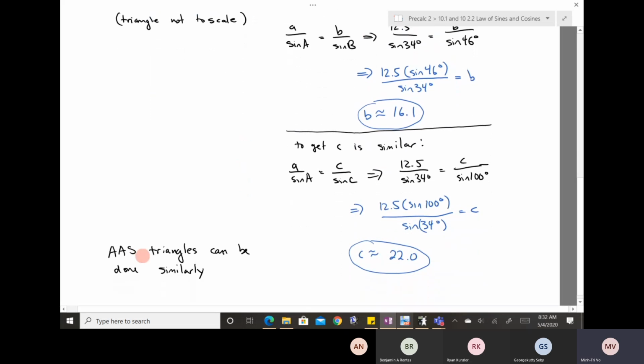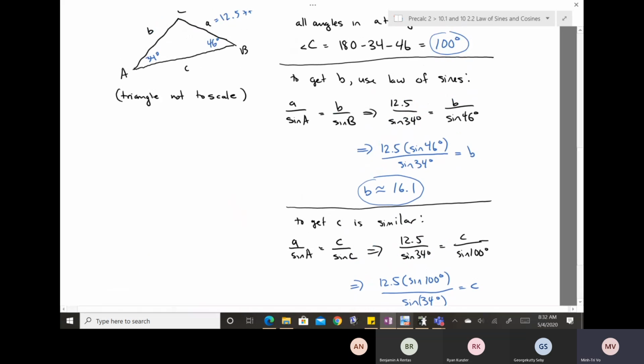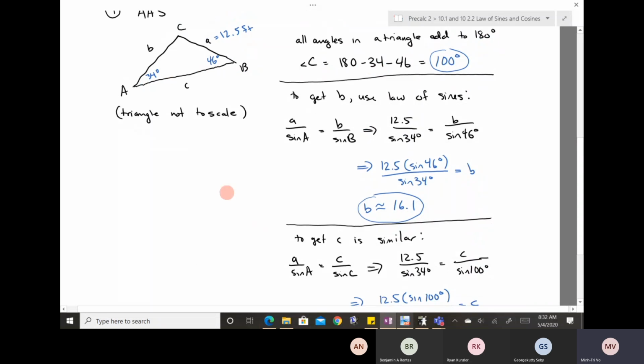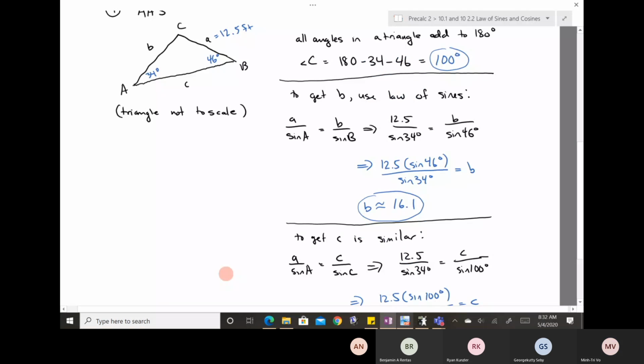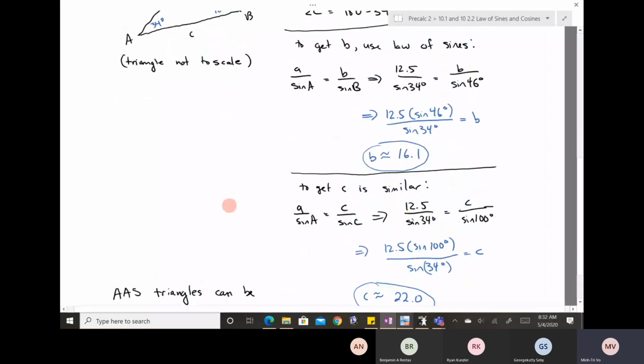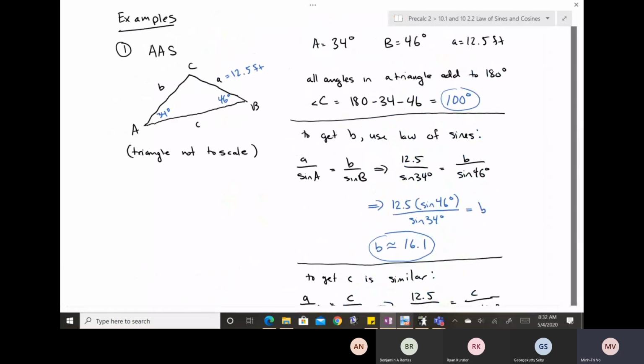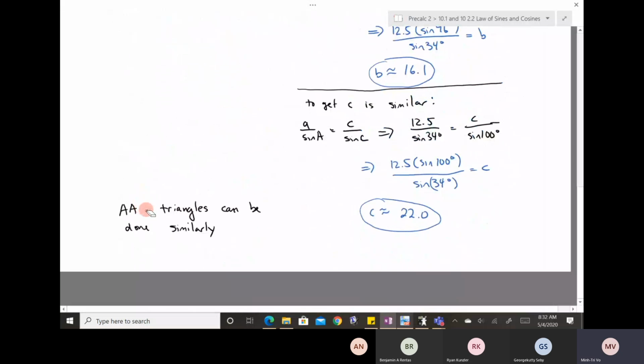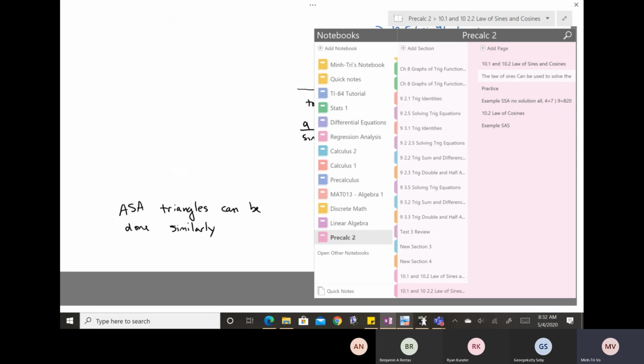So for an AAS triangle, you can solve it similarly, except the first step is a little bit different, right? Because the only way we were able to get C is because we already knew the other two angles. Oh no, this isn't AAS. What's the other one? ASA, where you also know two angles. Okay, so it's pretty much the same in that case.